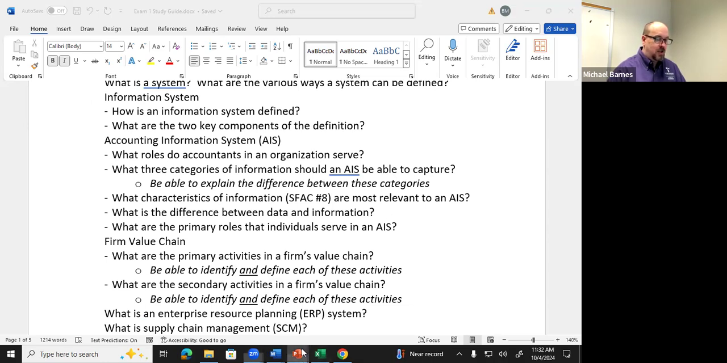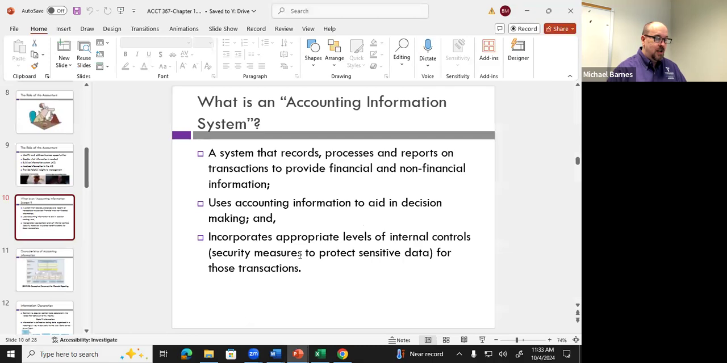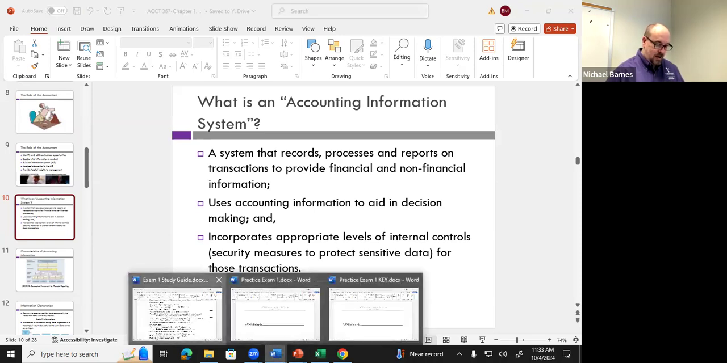That's actually in the slide. So I want to go back to that slide and look at that. So a system that records, processes, and reports on transactions to provide financial and non-financial information. By the way, the reason I stopped on transactions is that's the keyword that you should focus on. Use accounting information to aid in decision-making, and incorporates appropriate levels of internal controls for transactions. So transactions, decision-making, internal controls, those are kind of the anchor points for that particular item. All right, going back to the study guide.